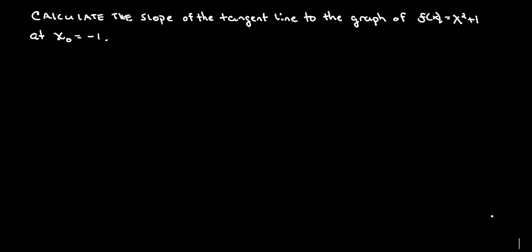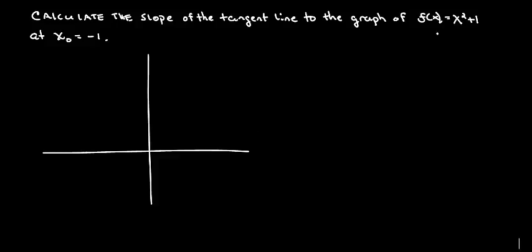We're asked to calculate the slope of the tangent line to the graph of the function x squared plus 1 at some initial point x naught equaling -1. So let me go ahead and graph this guy out for us. We're asked to find tangent lines for this function, so let's graph it.